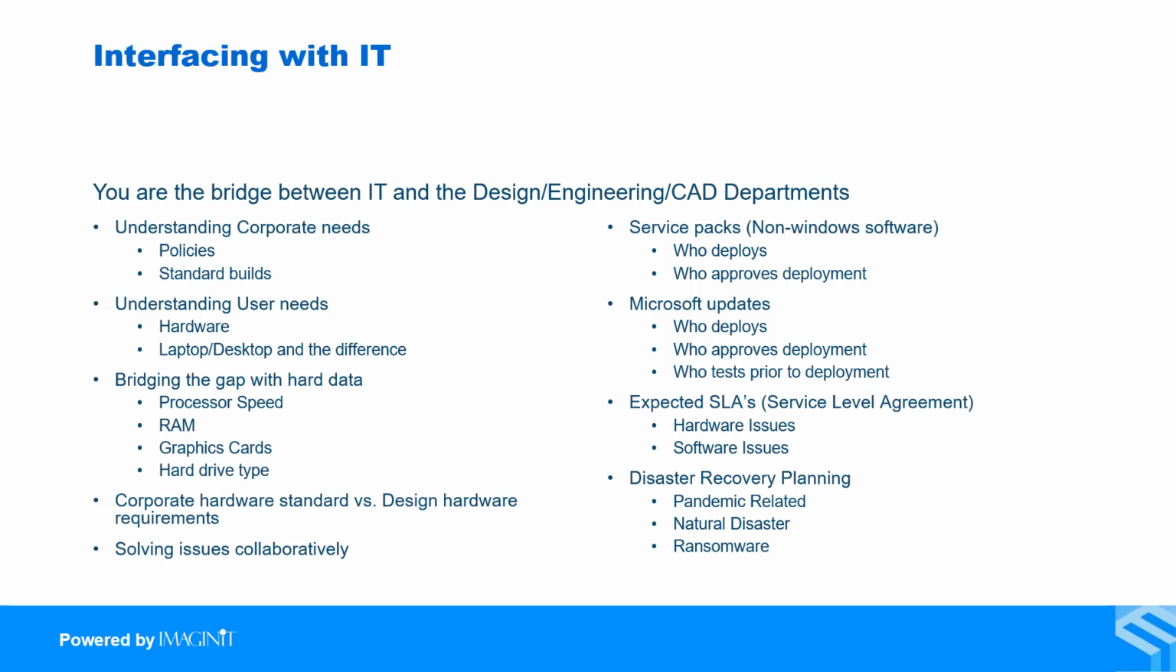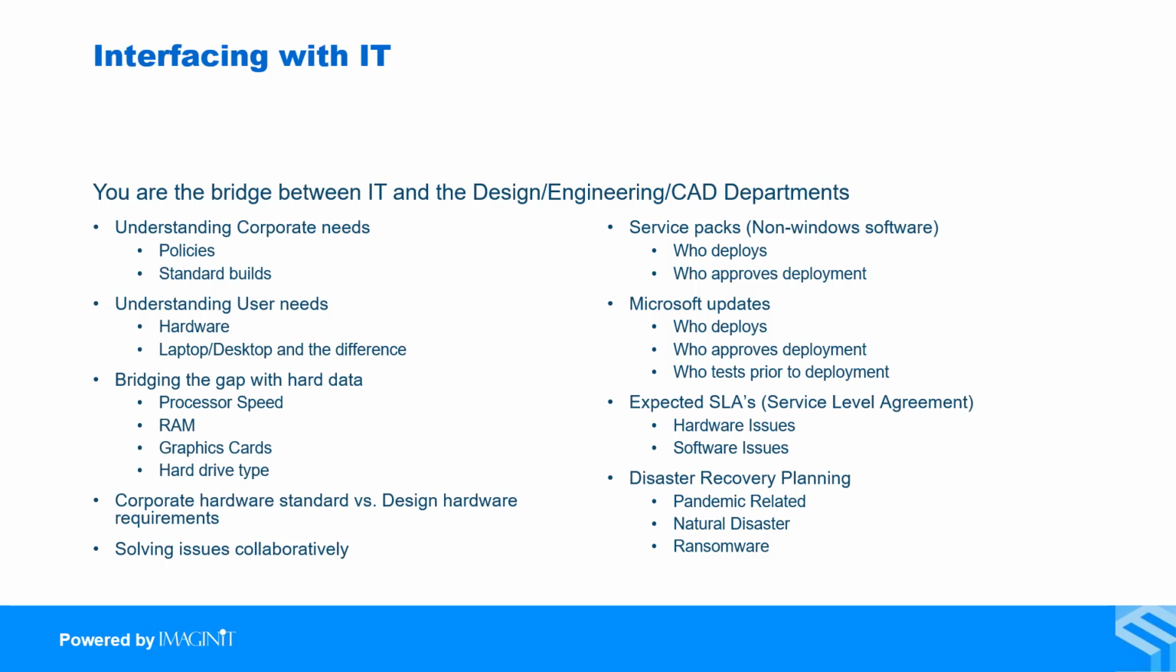Next is expected SLAs, service level agreement with hardware issues and software issues. So what's the expected service level agreement that you have with your users for CAD issues, and what does your IT have for generic hardware, software issues, things like that? And a new item I've put in here, which I've always been a part of and didn't think about until recently, was you need to be a part of the disaster recovery planning.